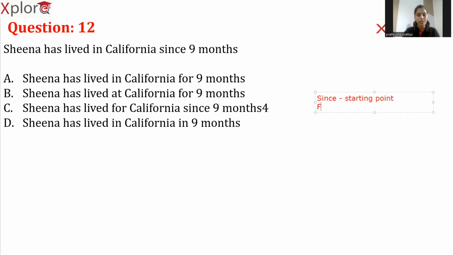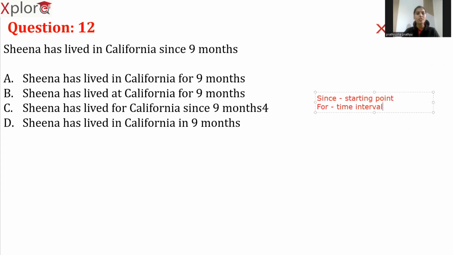Now, you'll be using "for" when you are referring to a time interval or a time slot, like duration. I have been waiting here for 3 months, or I have been waiting for you for 2 hours, or for 3 hours. So it talks about the time interval or a time duration, like how long you have done that particular action.